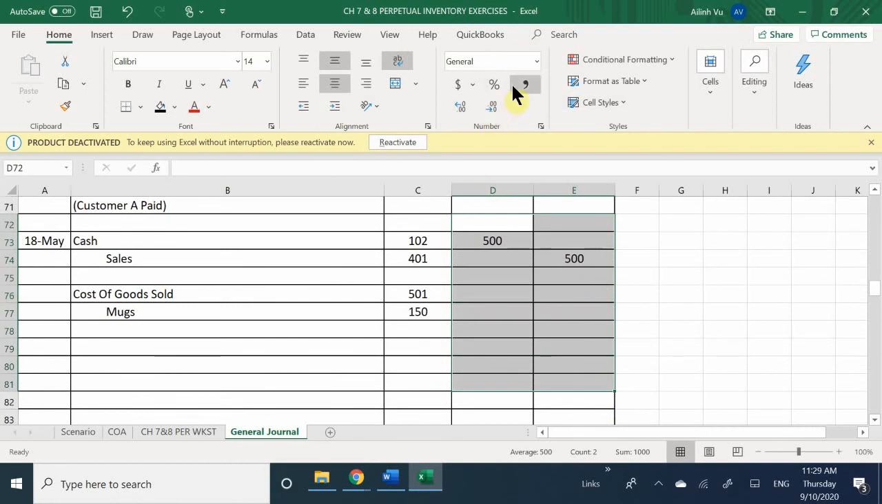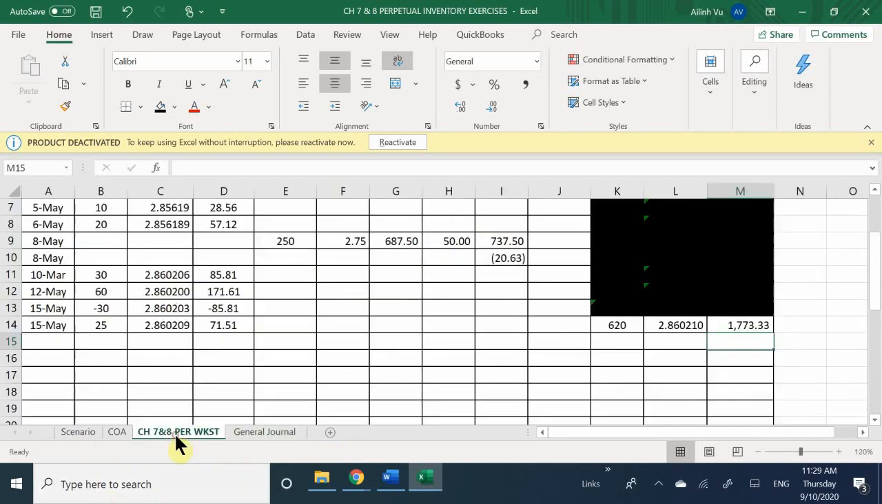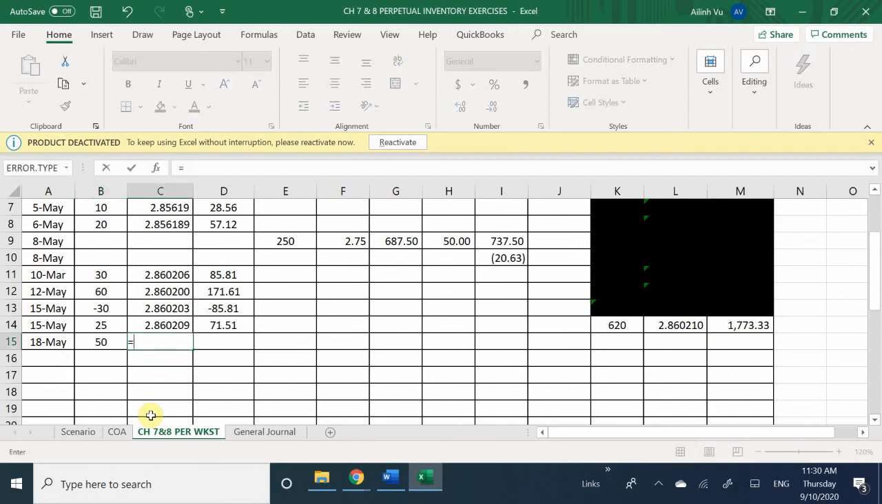All right, so then now we need to solve for the amount of cost of goods sold we actually sold. So in this case, 518, we sold 50 at our cost per item here.